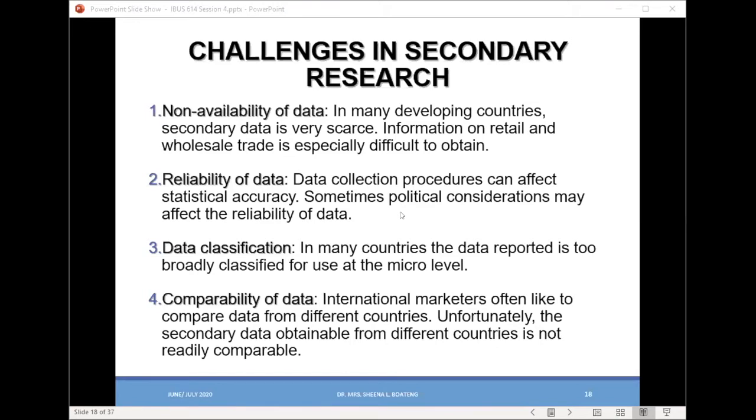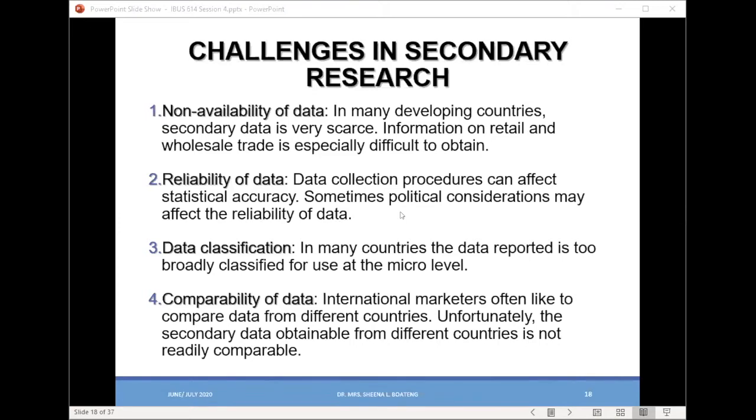We can also talk about data classification. In many countries, the data is perhaps reported in too broad of a manner, or from more of a macro environmental perspective than the micro level. Yes, Lucy, thank you for confirming, right? So this information is given, but it's only telling us about national figures and macro level figures, whereas we need more information at a micro level to be able to take actual decisions on the ground.